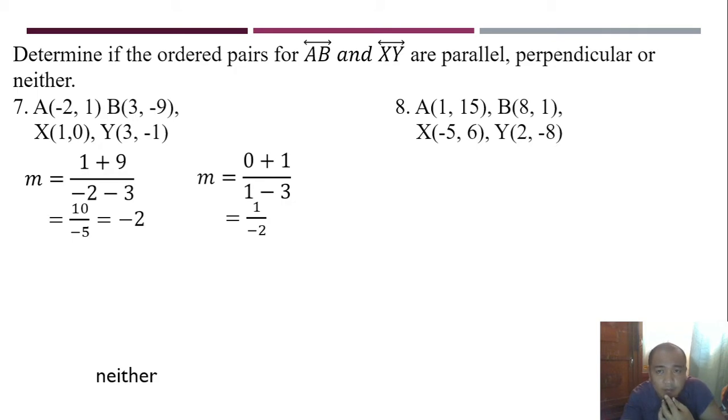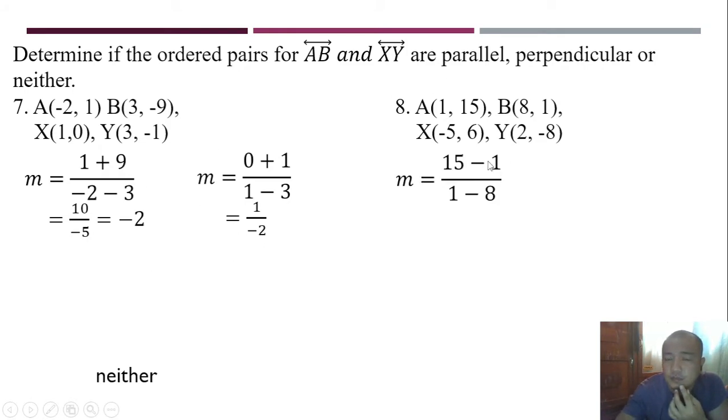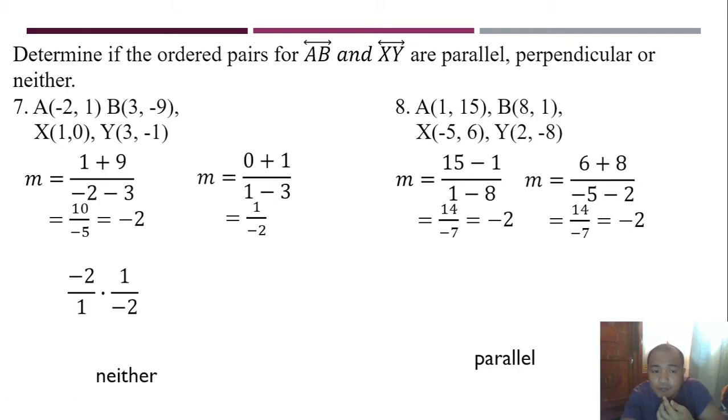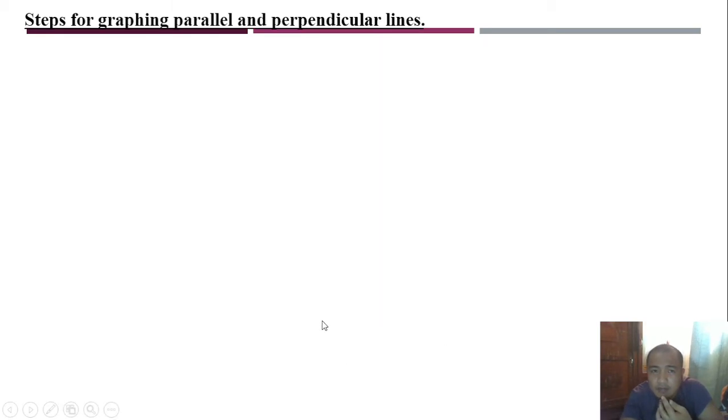Neither, they are not parallel or perpendicular because the slopes are not equal. At the same time, their product is not equal to negative 1. How about 8? For line AB, 15 minus 1 over 1 minus 8, 14 over negative 7, negative 2. For line XY, 6 plus 8 over negative 5 minus 2, 14 over negative 7, negative 2. So they have the same slope, therefore they are parallel. Since the product of slopes for number 7 is not negative 1, it is neither.